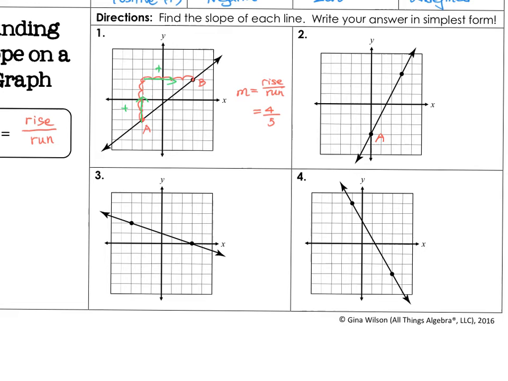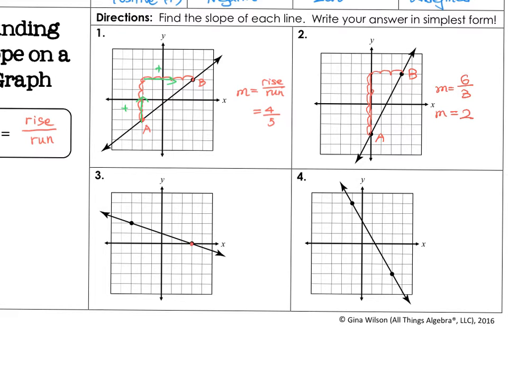If I label this as point A, point B, if I go up all the way to A, I'm all the way to B. So I have 1, 2, 3, 4, 5, 6. My rise is 6. My run is 1, 2, 3 to the right. And now I have 6 over 3. Remember to reduce that. Use your calculator. 6 divided by 3 is 2. Set it into a fraction mode.